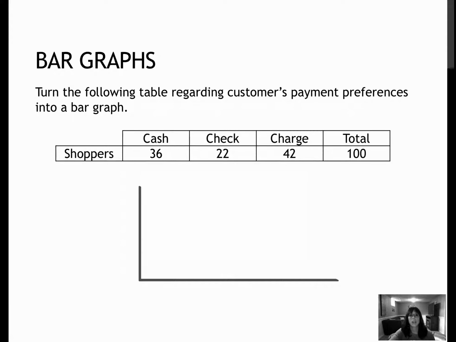So we're going to create a bar graph here using these values. We're going to turn this into a bar graph. And when you have a bar graph, you of course need some sort of title. So our title here might be payment preferences.